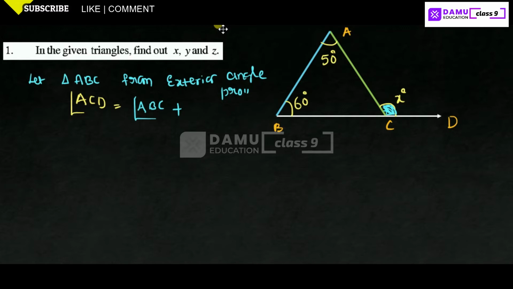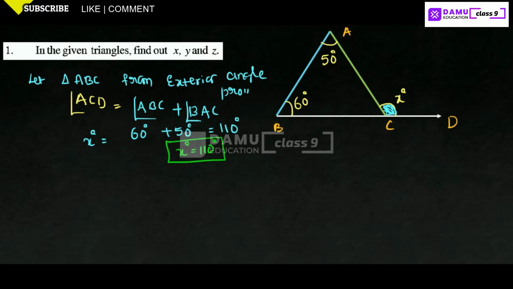ABC means angle B, then BAC. So ACD will be equal to x degrees, then A plus B, this one is 60 degrees plus 50 degrees. Then what you will get? 110 degrees. Like this we can solve. So x degrees will be equal to 110 degrees.